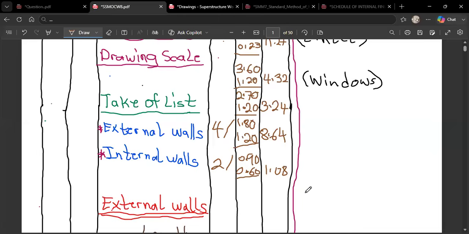So that is going to be 0.90, right? Because 900 divided by 1000 gives 0.90, times 1.20. So when you multiply this one, you're going to get 1.08.